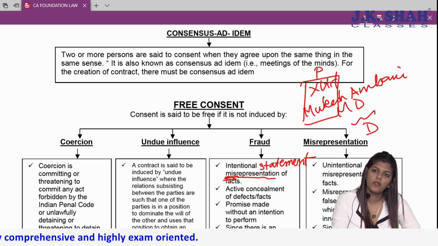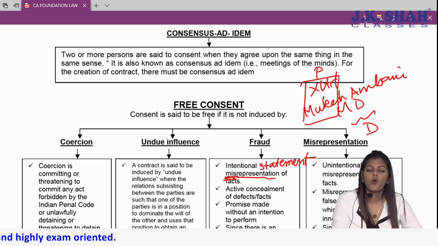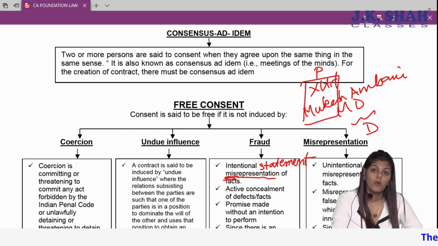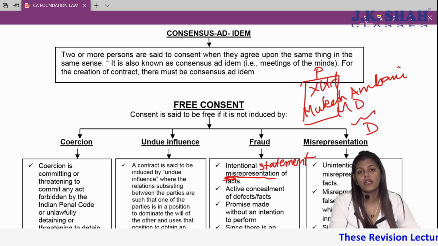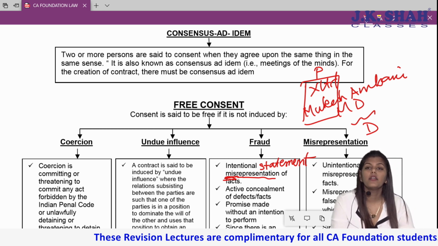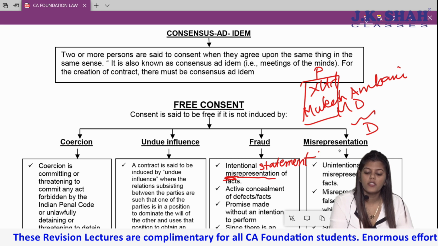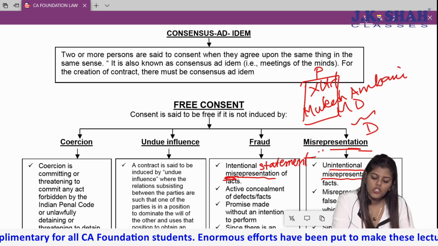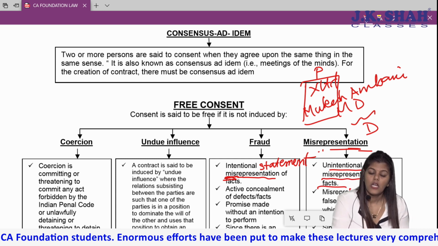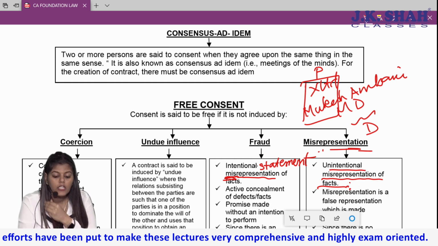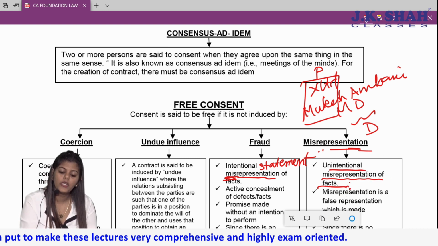Let me change this. The director made the statement in the prospectus, but he himself thought that Mukesh Ambani actually is a managing director and therefore he made the statement. Whereas the reality is he is not the managing director. So here the director made a wrong statement, intentionally or unintentionally? Unintentionally. So this is not fraud, this comes in misrepresentation: unintentional misrepresentation of facts. See, here also you are making a false statement, there also you are making a false statement. Here you are doing it deliberately, here you are doing it unintentionally.